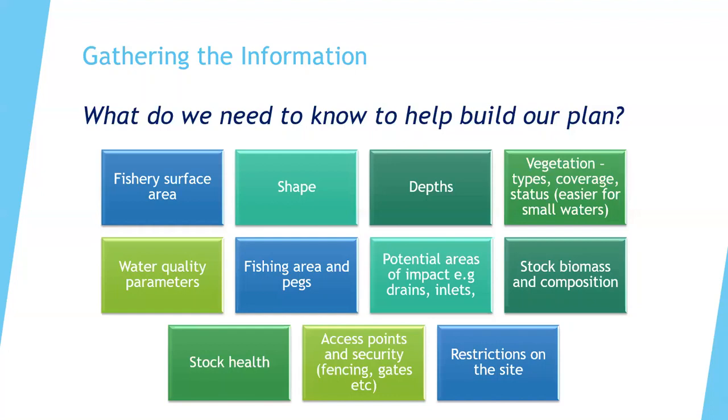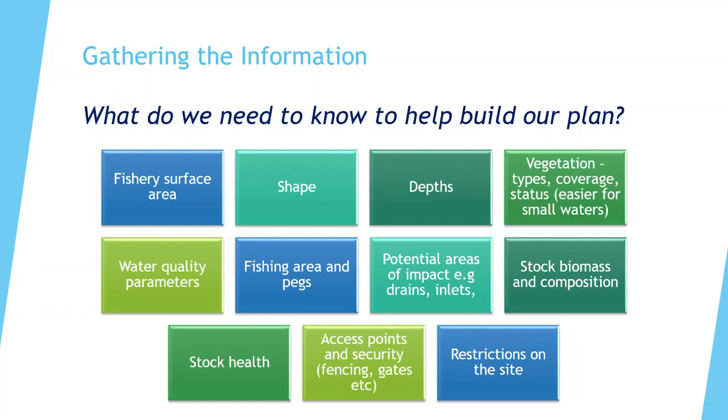And then obviously we're going to look at things like stock biomass. How many fish have we got? What's our composition? And the health of that stock as well. And also tied into that, what are our neighbours like? Often we look at our fisheries independently, but there might be other areas we've got to be wary of.